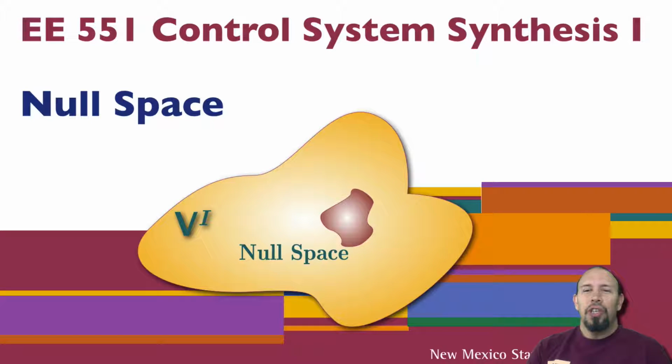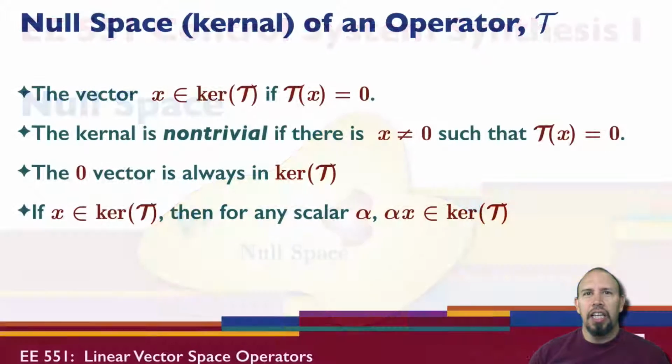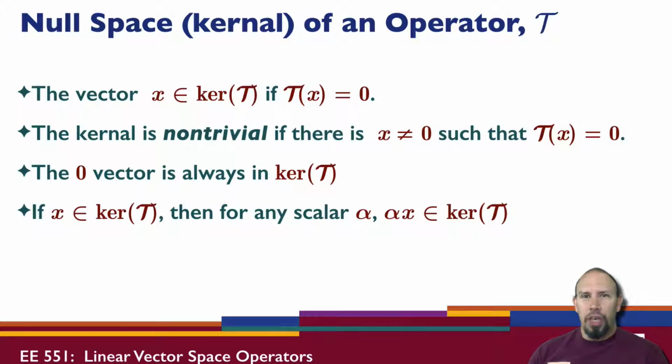In this topic, we're looking at linear vector spaces and their operators. So the first space we're going to look at for a linear space operator is the null space, or the kernel of an operator. Basically, this is an element in the input space that maps into 0 in the output space. So the vector x is in the kernel of T if T operating on x gives 0.